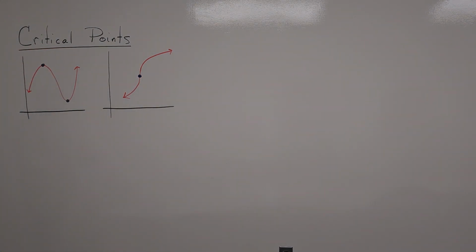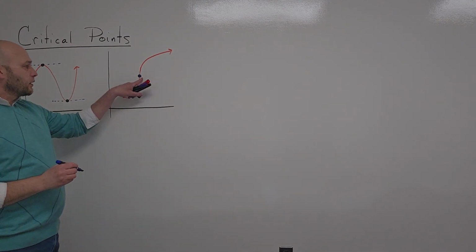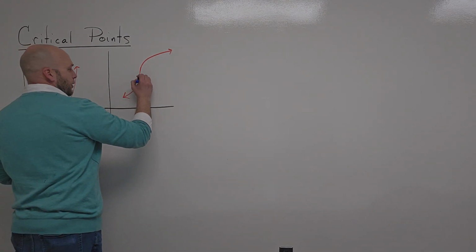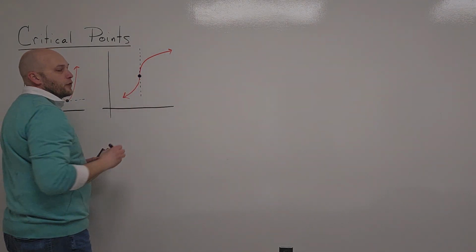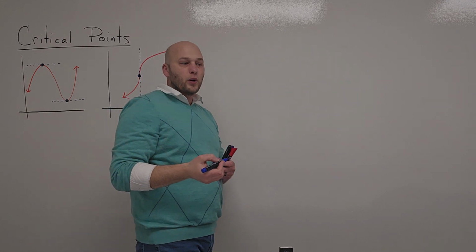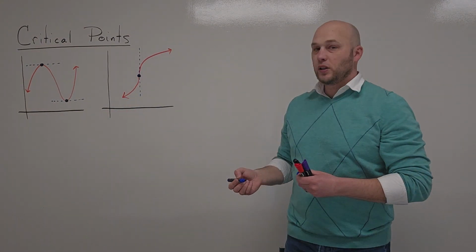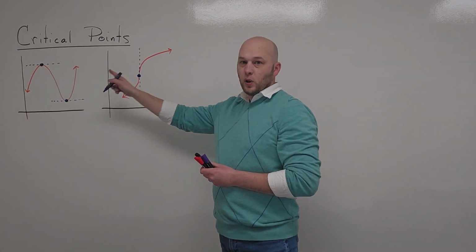And why are those critical points? What's special about those, or what's different about those? If I look at these 2 points here, if I was to sketch in a tangent line, that tangent line's horizontal. Same thing here, if I sketch in a tangent line, that tangent line is horizontal. If I look at this blue dot here, and I put in a tangent line, it's vertical.